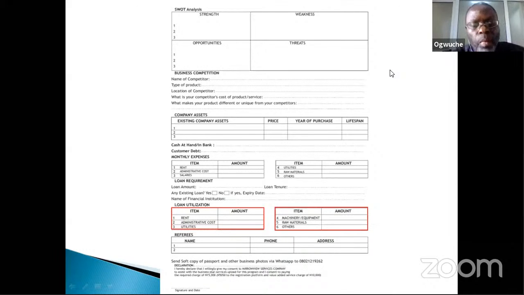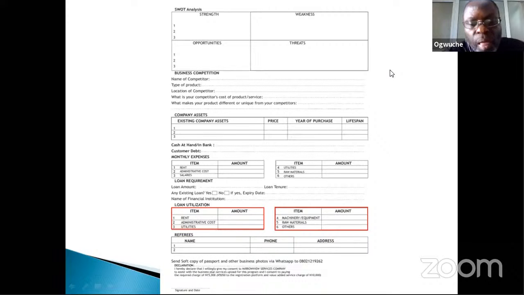Loan requirement, loan amount, how much you require. You know what you require. The maximum for startups ranges from 1 to 5 million, and for existing businesses, between 5 to 10 million. So you indicate the amount you want. Tenure normally is 7 years, but if you want it lower, of course, it can be lower for you. But the maximum number of years is 7 years.